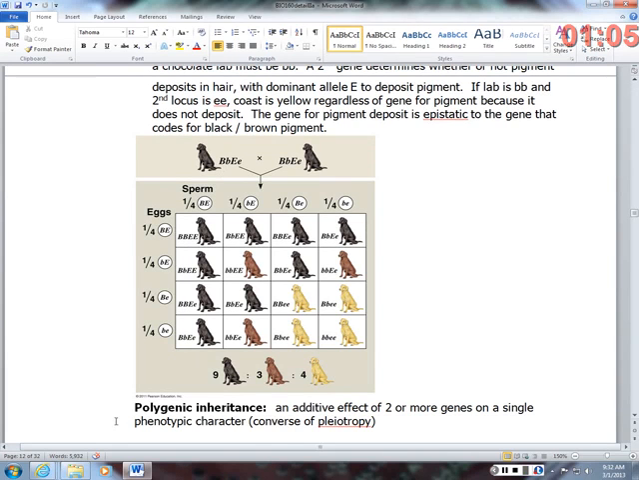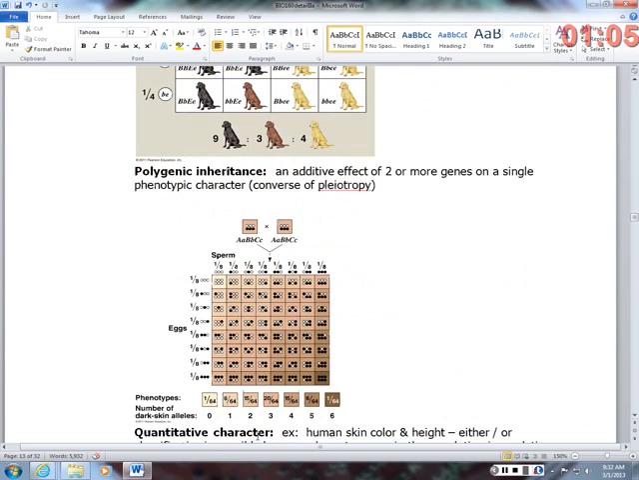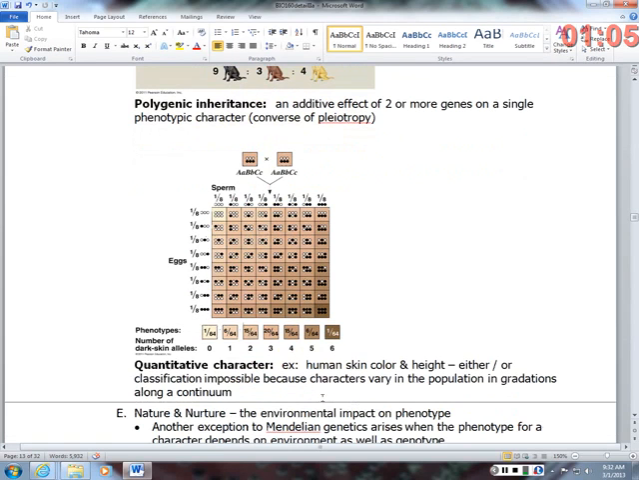So polygenic inheritance is the additive effects of two or more genes on a single phenotypic character, which is the opposite, or the converse, of pleiotropy. For example, we have some human traits like skin color and height that are impossible to do normal Punnett squares on, like the examples we've had so far, because they occur in gradations in the population.